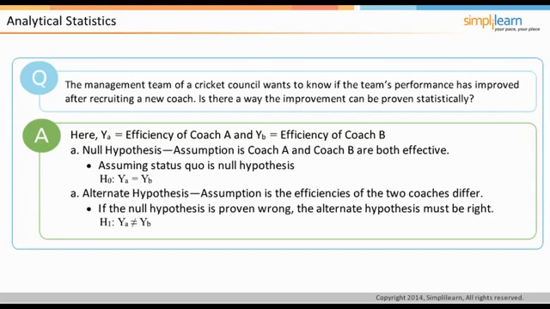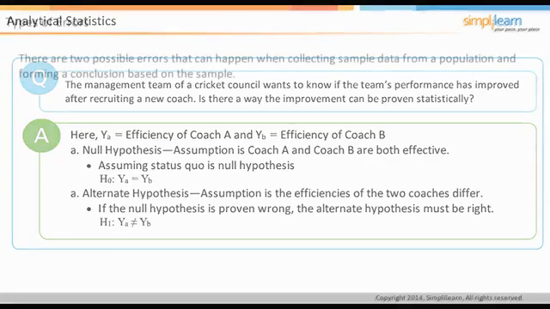The management team also challenges their basic assumption by assuming the coaches are not equally effective. This is their alternate hypothesis. The alternate hypothesis states that the efficiencies of the two coaches differ. If the null hypothesis is proven wrong, the alternate hypothesis must be right. Hence, alternate hypothesis H1 can be given as YA is not equal to YB. These hypothesis statements are used in a hypothesis test, which will be discussed in the later part of the course.